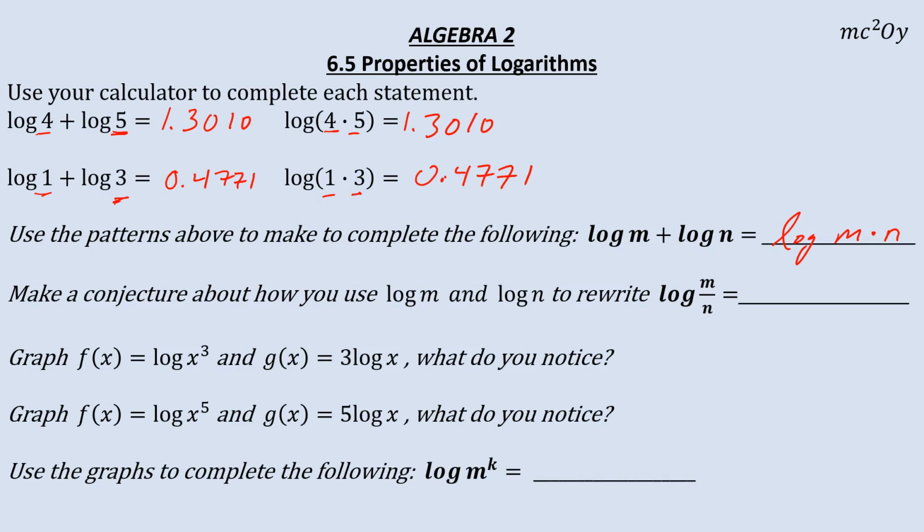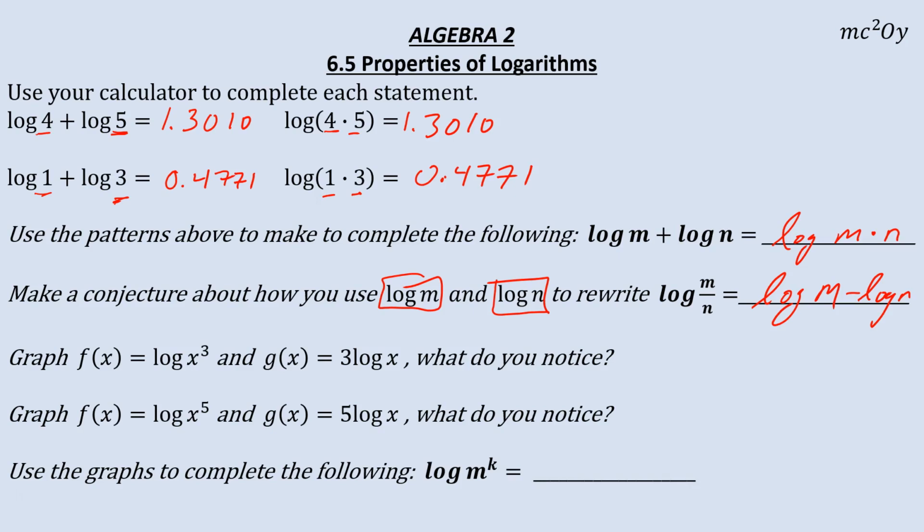So a conjecture we could make, just from what we know about math: if we take log of m and log of n and rewrite it as log of m divided by n, well, you can piece these two together. If you're multiplying, you're actually adding the logs. So if we have division, we are actually subtracting those two. So that would be log m minus log n. Let's demonstrate two properties that we deal with in Algebra 2 here with logs.